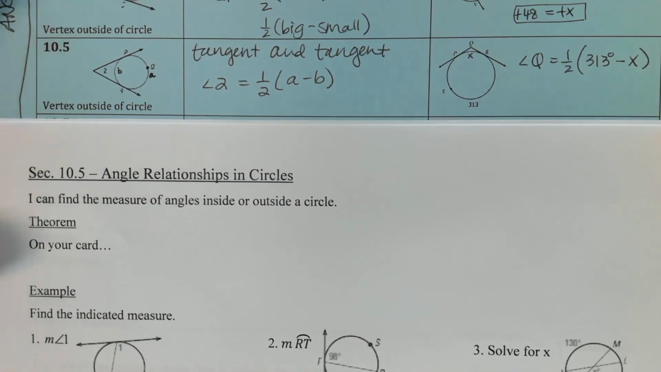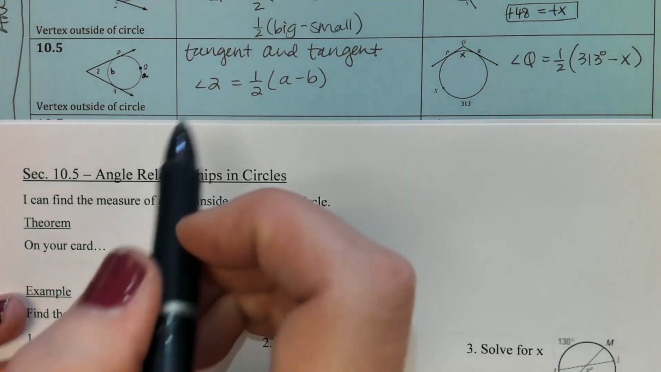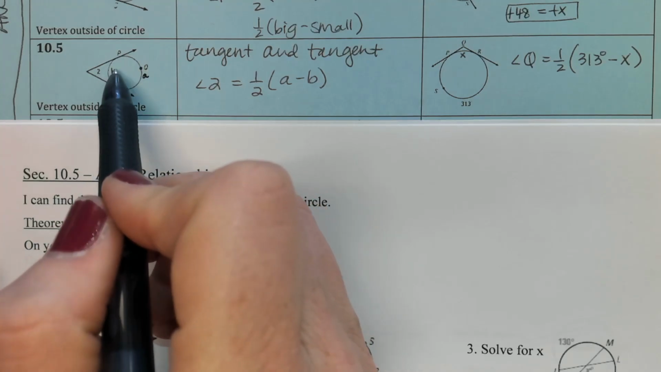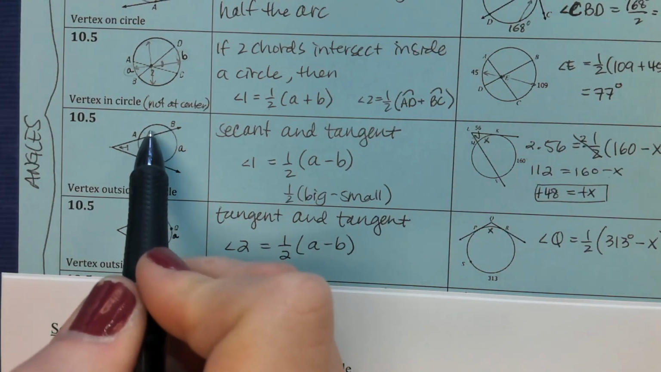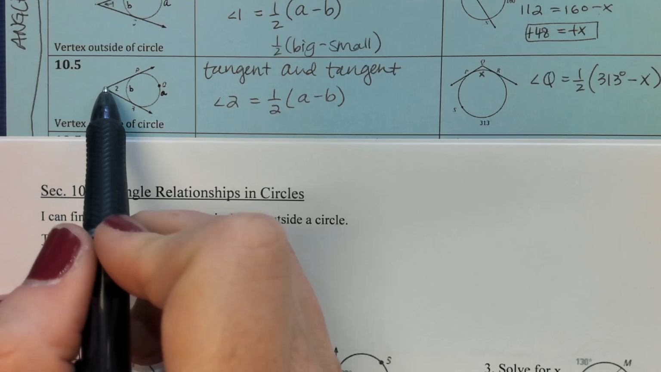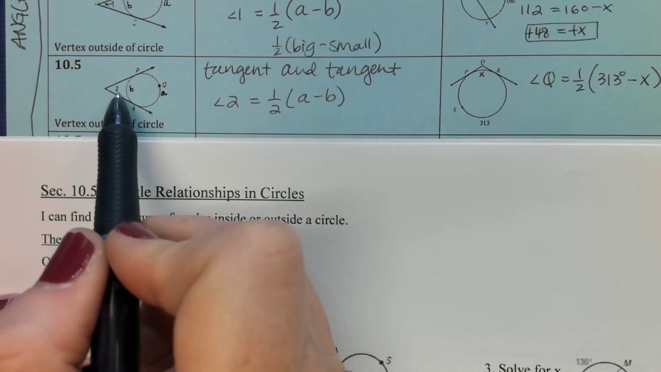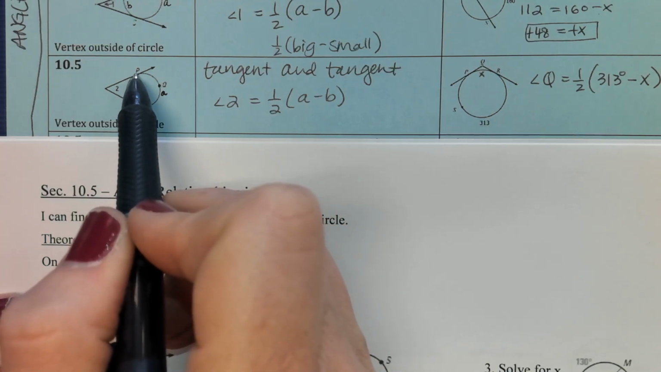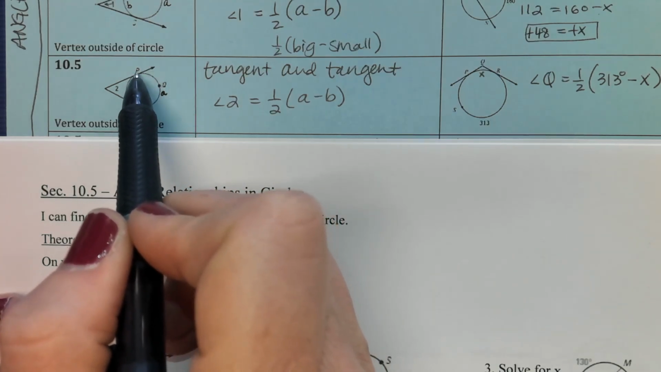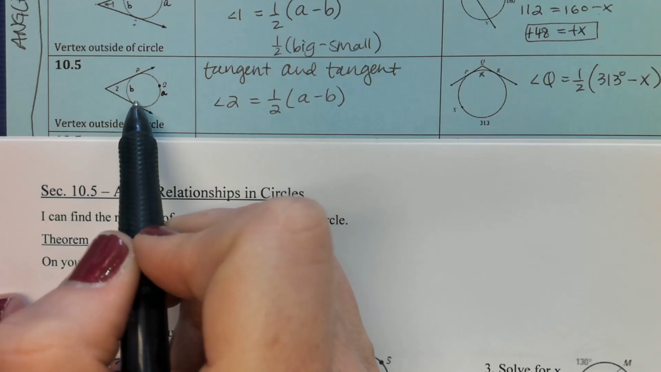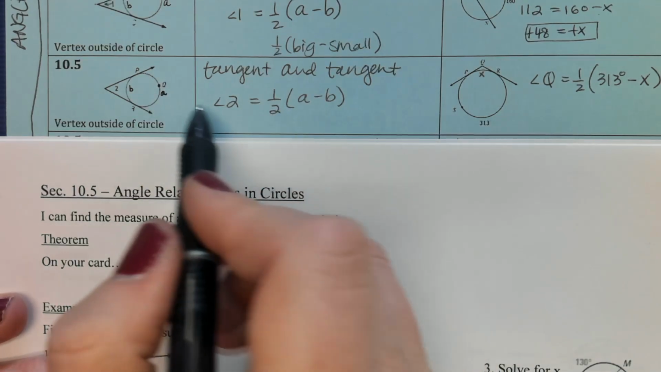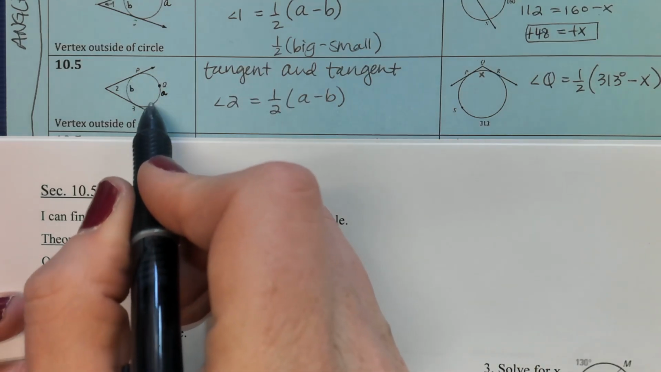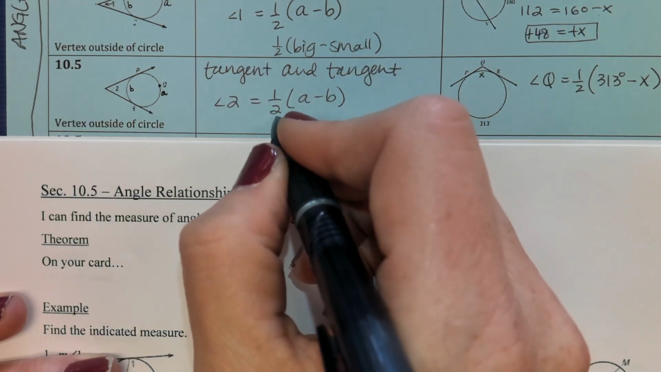Another one where the vertex is on the outside. The idea is still the same. Here are 2 tangents meeting on the outside, so they literally take care of the entire circle. There's not a chunk that gets left out like the last one. That is kind of like the ice cream cone example we used in 10.1. These 2 tangents are holding the entire circle. You have a portion that is big and then a portion that is small. The formula stays the same. The angle on the outside is equal to half of big minus small again.